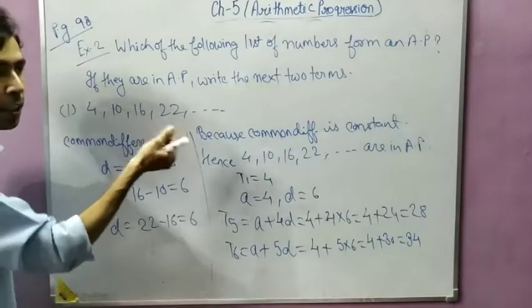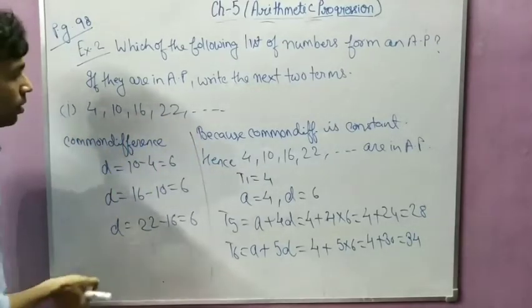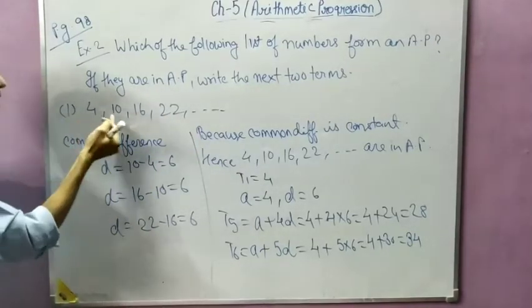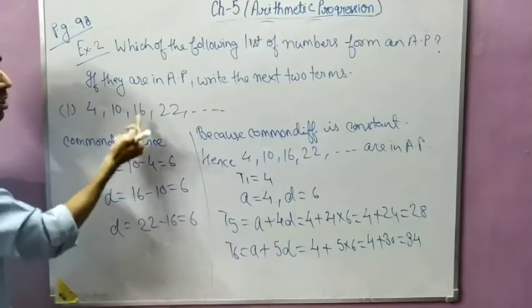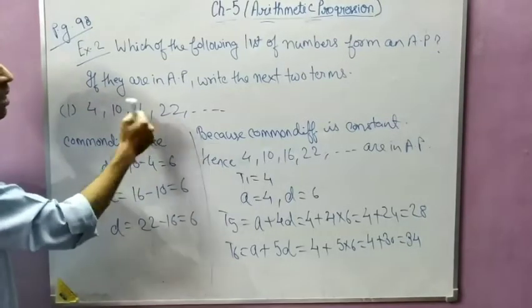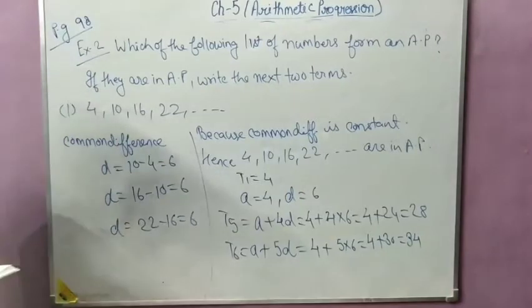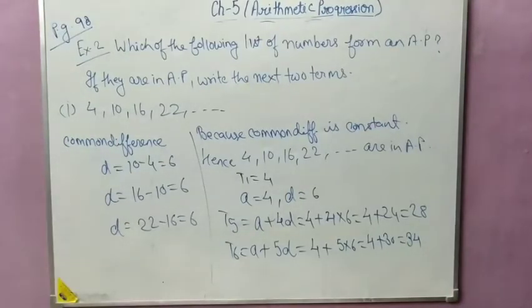Common difference is any term minus the previous term. We cannot take 4, so we will take 10. So 10 minus 4, 6. 16 minus 10, 6. 22 minus 16, 6. Okay. So the remaining part of example number 2, you can solve by yourself.